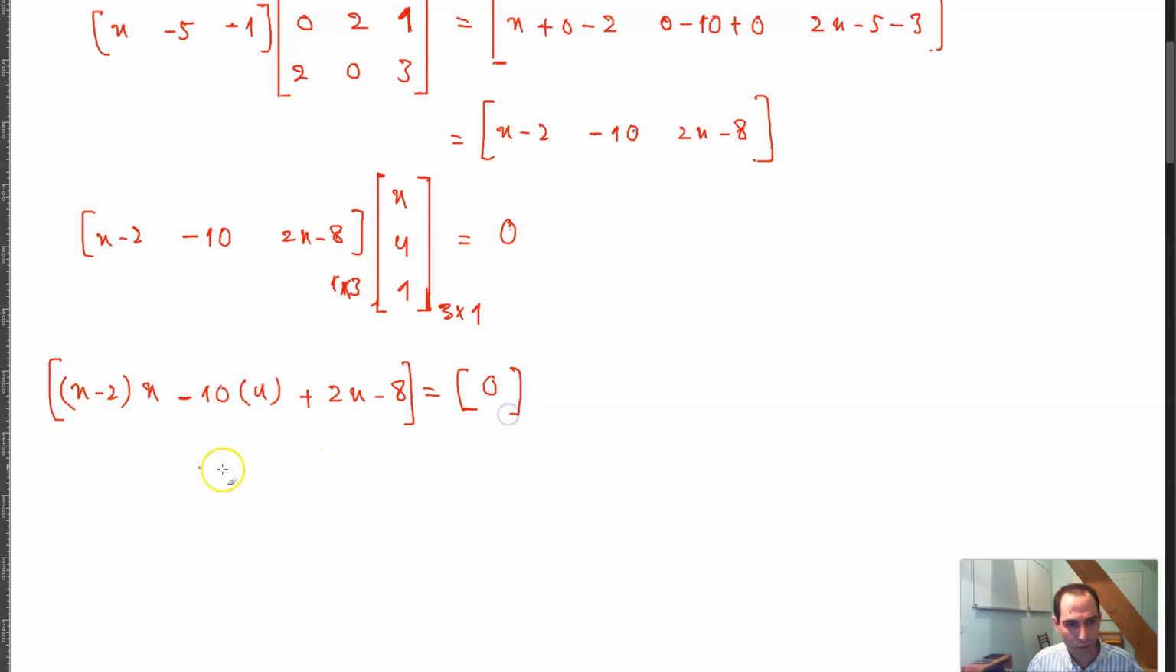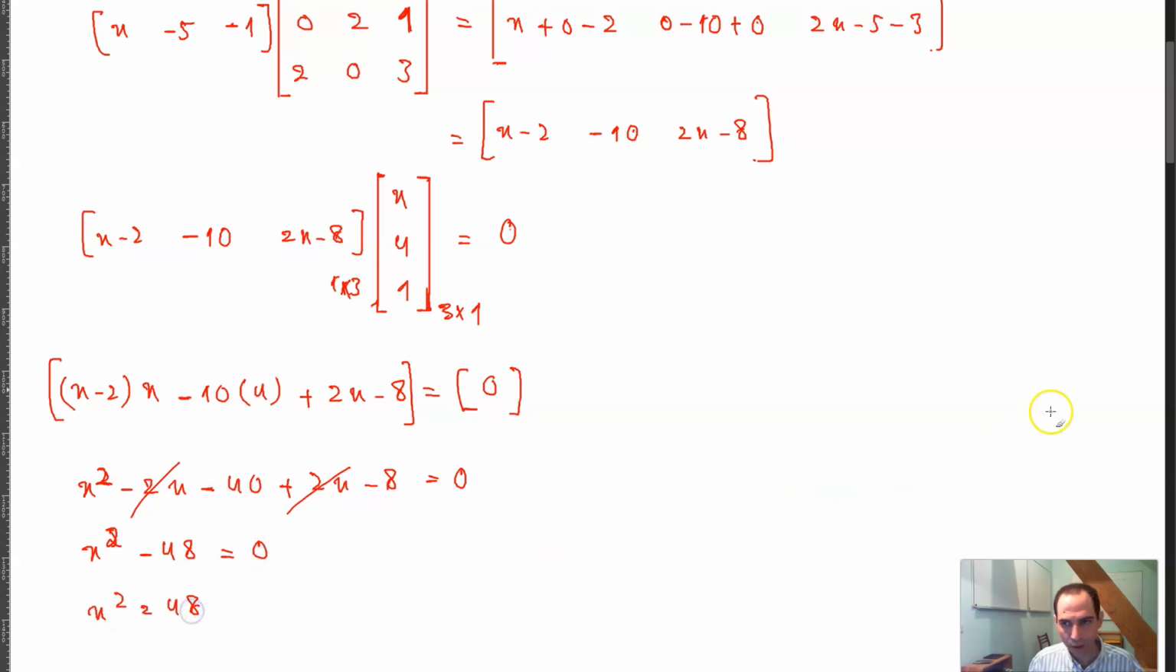is equal to, as a matrix, this matrix 0, which means that x squared minus 2x minus 40 plus 2x minus 8, and these two will be cancelled out, so that is equal to 0, and therefore x squared minus 48 is equal to 0, which means that x squared is equal to 48.